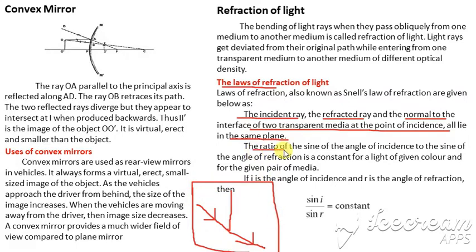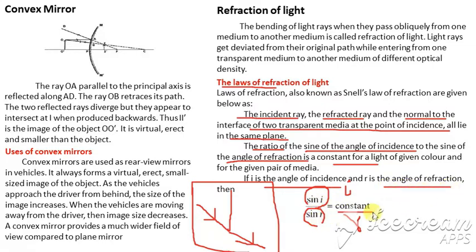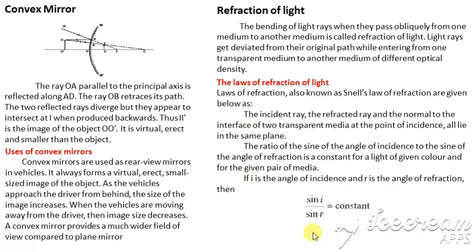Then next, the ratio of the sine of the angle of incidence to the sine of the angle of refraction is constant. Sine i divided by sine r, where i is the angle of incidence and r is the angle of refraction. Sine i divided by sine r is equal to a constant. So this equation is very very important. This is from Snell's law, which is sine i divided by sine r is equal to constant.